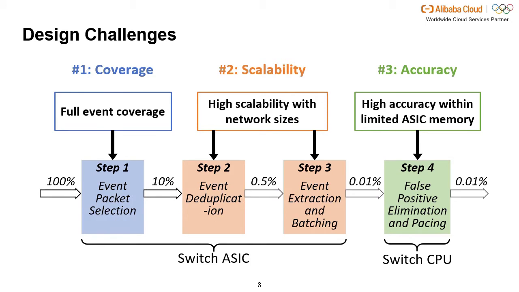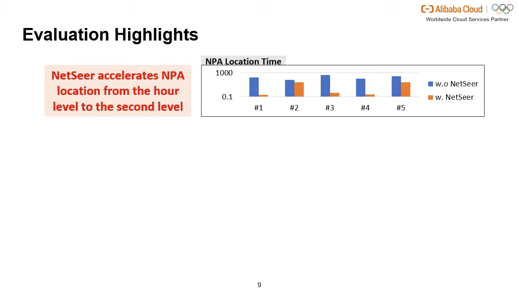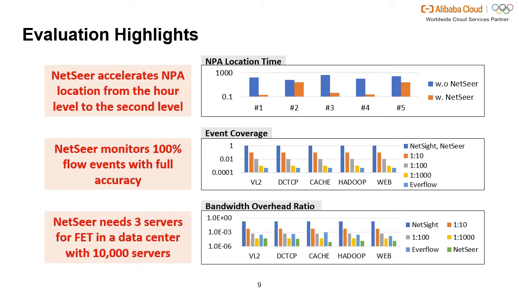Based on these designs, we present NetSeer, a FET-based network monitor. We evaluate NetSeer in three aspects. First, NetSeer can accelerate NPA location from the hour level to the second level. Next, NetSeer achieves 100% flow event coverage without false positives. Third, NetSeer is highly scalable with 0.01% bandwidth overhead. For a large-scale data center with 10,000 servers, NetSeer only needs 3 processing servers for FET.